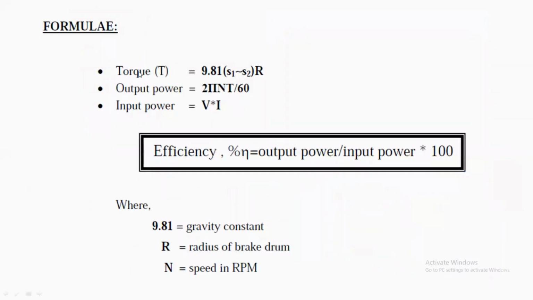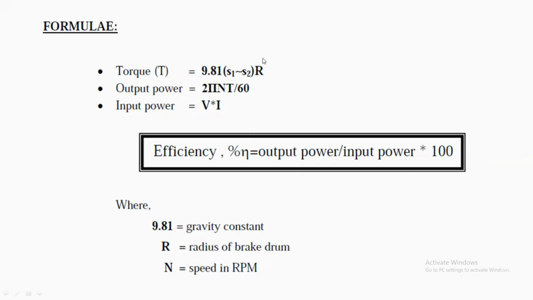In the tabular column, the torque value is calculated by using the formula 9.81 into (S1 minus S2) into R. R is the radius of the brake drum. Then output power can be calculated by using the formula 2 pi N T divided by 60. N is the speed, T is the torque. Input power is V into I, input voltage into input current. Then efficiency can be calculated. Percentage efficiency is equal to output power divided by input power into 100%.